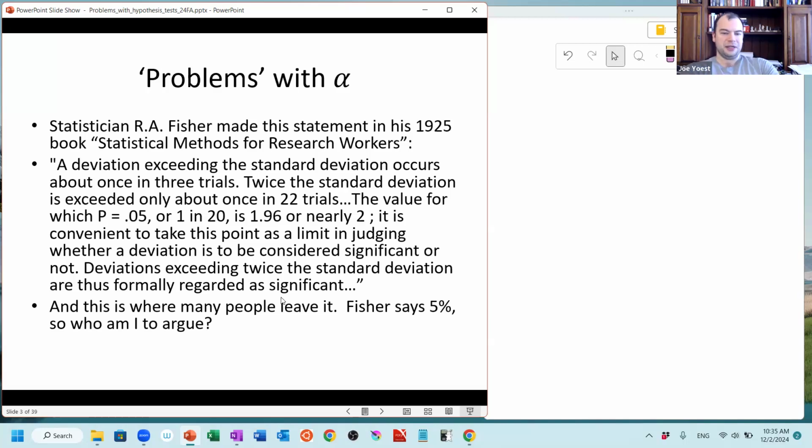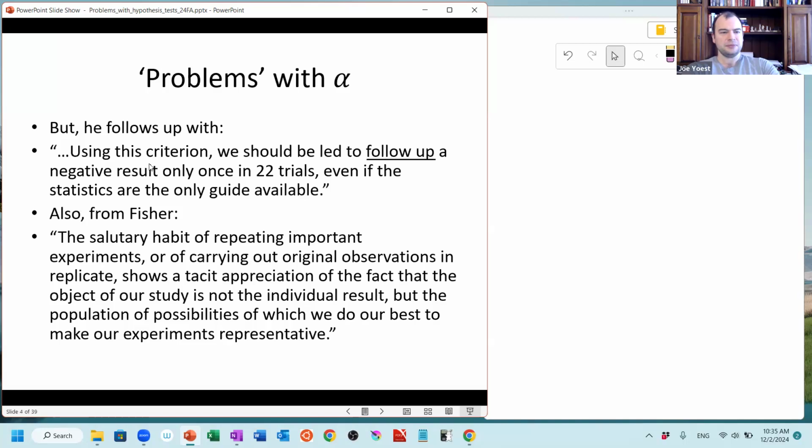So this is where a lot of people leave it. Fisher says 5%. But I think there's a couple of points from Fisher that clue us into a little bit more, right? He says, using this criterion, we should be led to follow up a negative result only once in 22 trials, even if the statistics are the only guide available. Well, to follow up suggests that this is kind of an initial barrier to get over, not the end of the story, right?